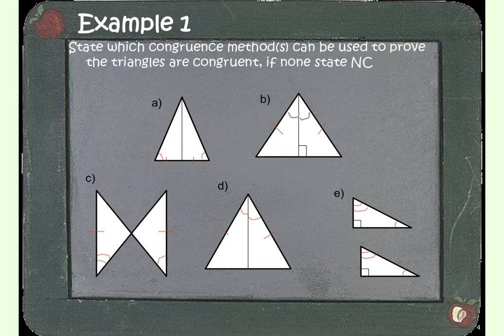All right. So example 1 says state which congruence methods can be used to prove the triangles are congruent, and if none, state NC. So right now we either have to have all the sides and angles marked as congruent, or we can use side angle side. That's the only one we know so far.